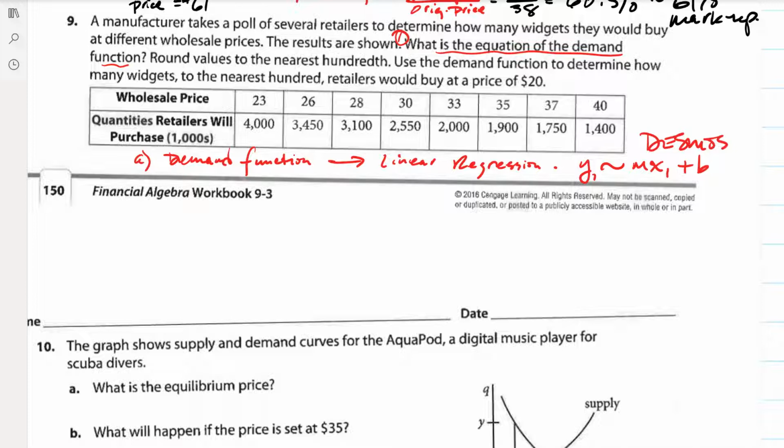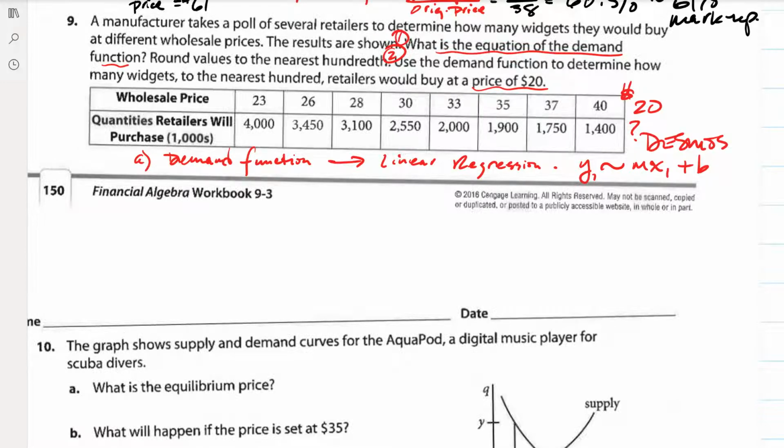Secondly, we're going to use the demand function. So number 2, use the demand function to determine how many widgets at a price of 20, because it's not in the table right here. If I add it here, 20 bucks, what would it be? How many retailers will purchase, what would the quantity be if we set a price at $20? Would it be more or less than any of these values here? Let's do it.